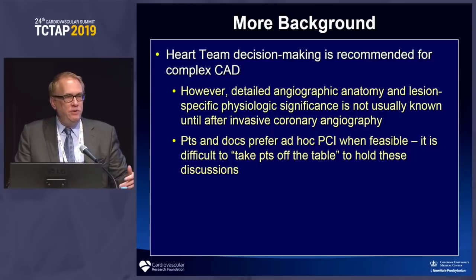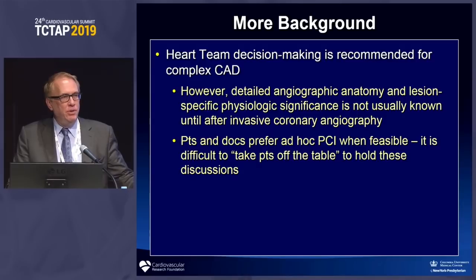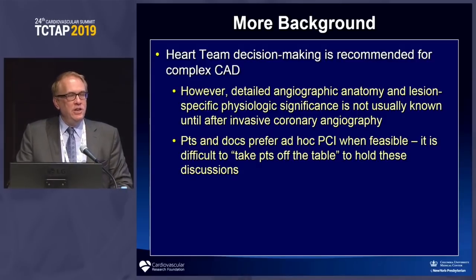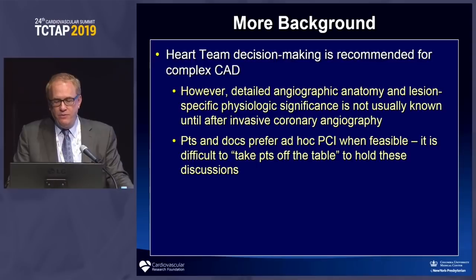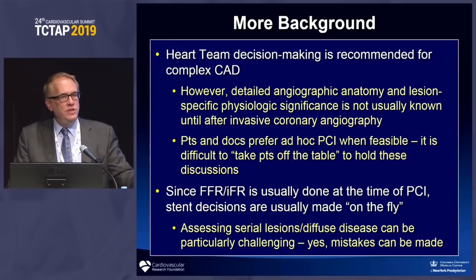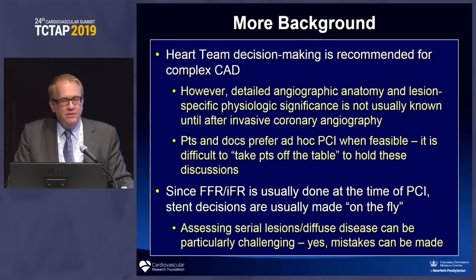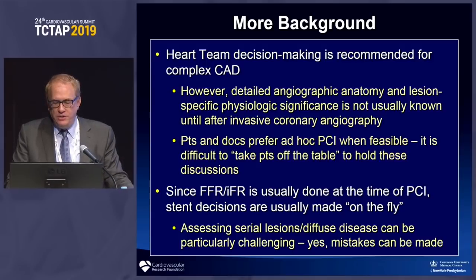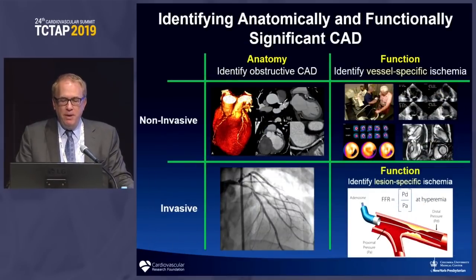So if you take a patient to the cath lab and find complex disease, you'd rather not take them off the table and then have a discussion with the surgeon if you know you're going to end up going back and performing PCI. And finally, since FFR or iFR are usually done at the time of PCI, stent decisions are usually made on the fly. And that usually works out okay, but sometimes it can be very difficult. If you have, let's say, long diffuse disease or serial stenoses, it can be very hard to plan right there at the cath table to decide what the optimal treatment is for that patient. And yes, mistakes can be made.